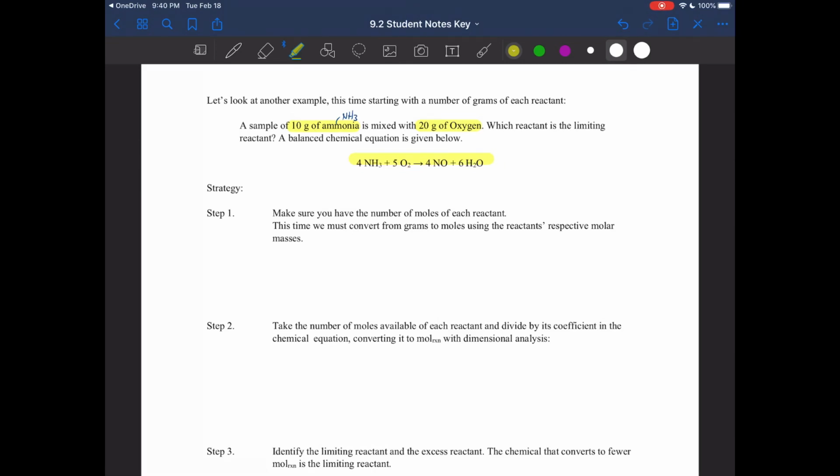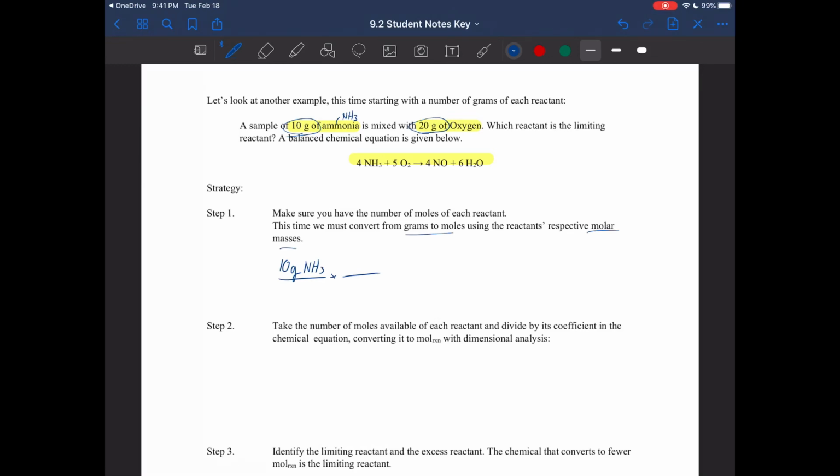So first of all, step one was we got to make sure that we have the number of moles of each reactant. In this case, we don't. We have 10 grams of ammonia and 20 grams of oxygen. So we got to figure out how to get moles from grams. Easy peasy. We just use those molar masses. So I'm going to start with 10 grams of ammonia, 10 grams of NH3, same thing. And we are going to divide by the molar mass of ammonia. Let's see. A molar mass of ammonia, mass of N is 14.01, mass of H is 1.01.